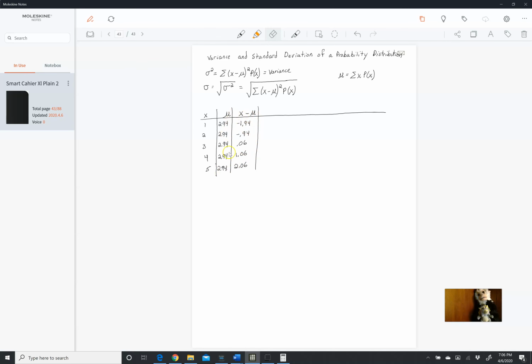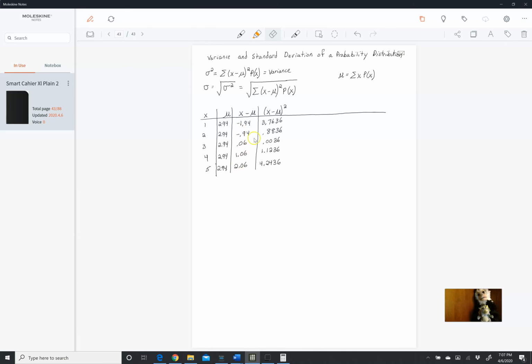Now if we add this together, we have the same problem that we had before when we were finding the standard deviation of data. When we added it together, we got 0. So we have to square it to prevent that from happening. So we have x minus mu squared. We're not going to round so much here, to keep it as accurate as possible: 3.7636, 0.8836, 0.0036, 1.1236, and 4.2436.